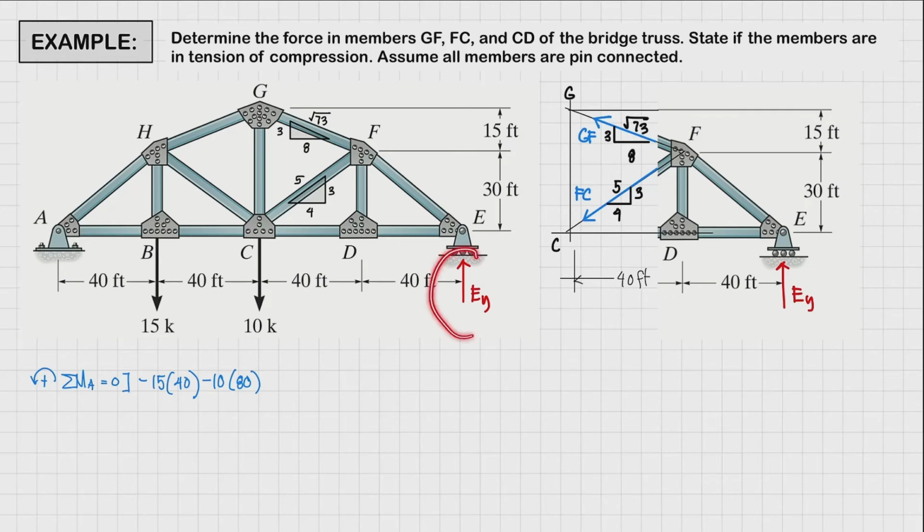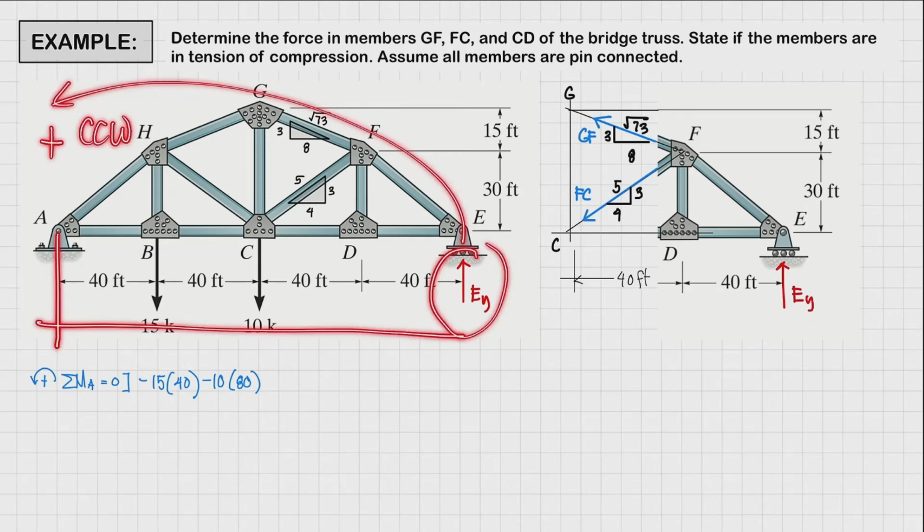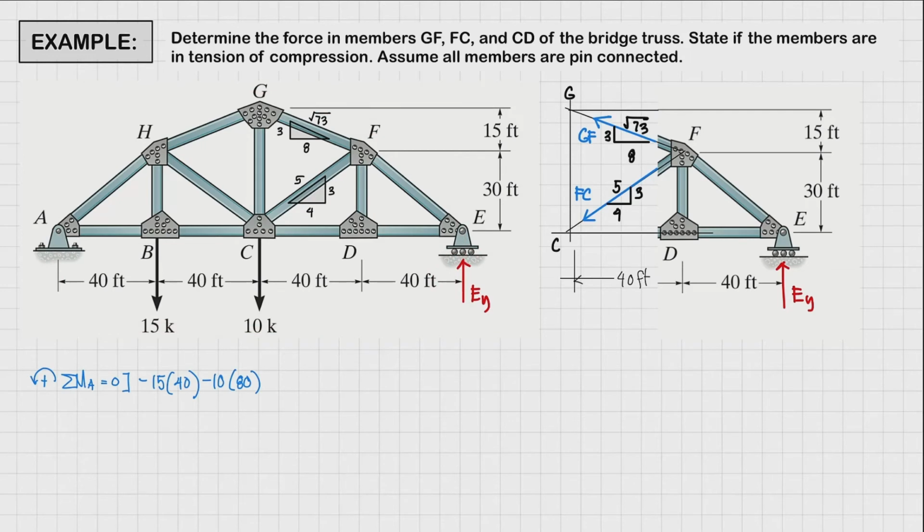Next, we have our EY. It's going to rotate in a counterclockwise manner. So this is going to be positive. And the perpendicular distance is going to be 160 feet. So that's positive EY times 160 feet. And the whole thing must be equal to 0. So we have one equation, one unknown. You can now solve for EY, and it's going to be equal to 8.75 kips.